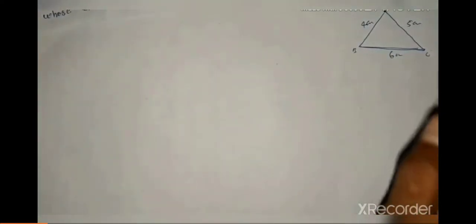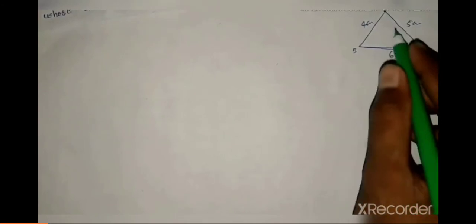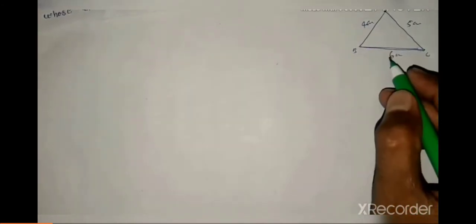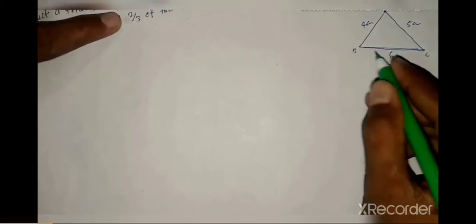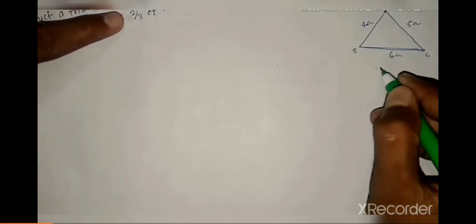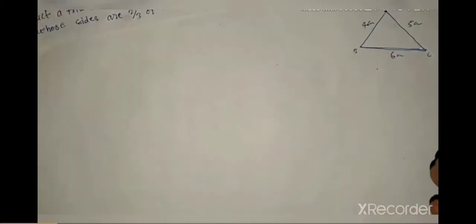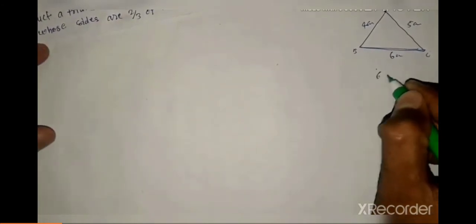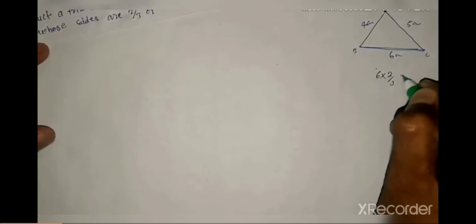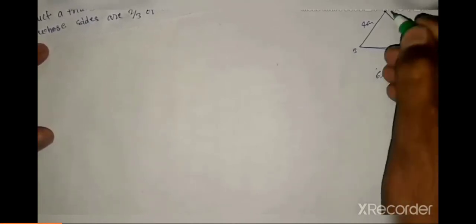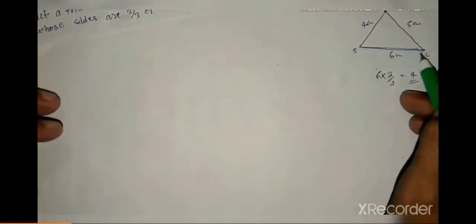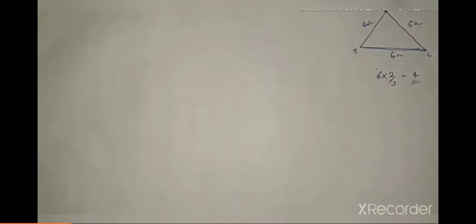The other triangle should be inside that main triangle only. So we have to find 2/3 of the 6, and 2/3 of the 4. 2 by 3 into 4 is 8 by 3, which will be 2.6. In the same way, 2/3 of the 5 centimeter, 2 by 3 into 5, then it will be 10 by 3, 3.3 will come.